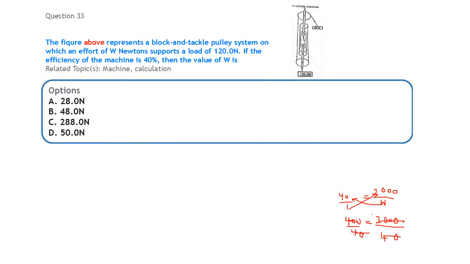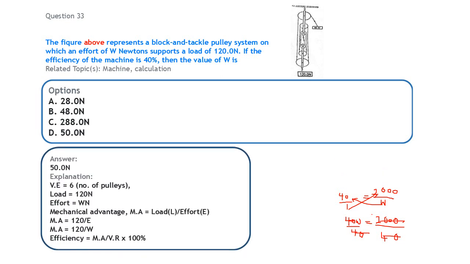Next, we have a diagram here, and it's easy to answer the question. It says the figure above represents a block and tackle pulley system on which an effort of W newton supports a load of 120 newton, as we have here. If the efficiency of the machine is 40%, then the value of W is.